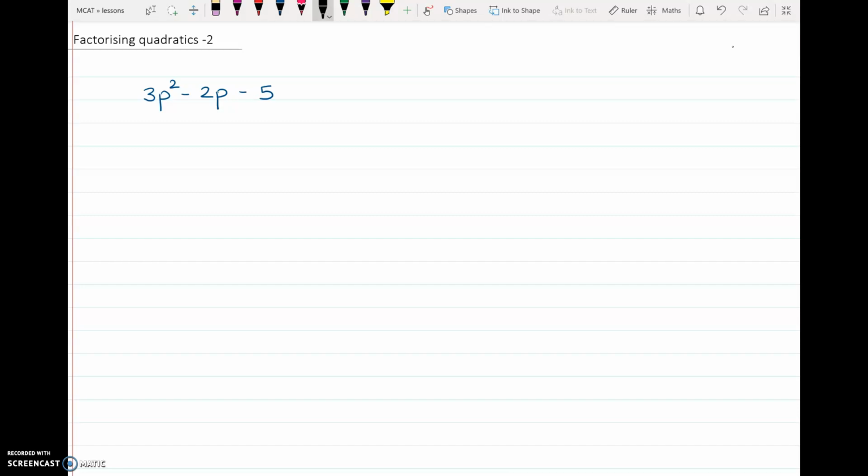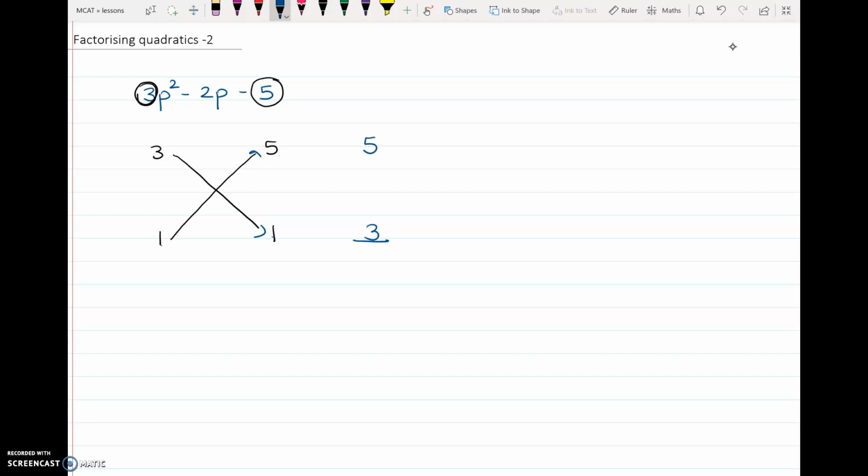In this case, for the cross method, the first thing that you're going to do is make a cross. On the left hand side, you write the multiples of the coefficient of p squared, which is 3. So the multiples of 3, because it is an odd number, will be the number itself and 1, so 3 and 1. On the right hand side of the cross, you're going to write the multiples of 5, which is 5 and 1, and then we are going to cross multiply. So 3 times 1 is 3, 1 times 5 is 5.